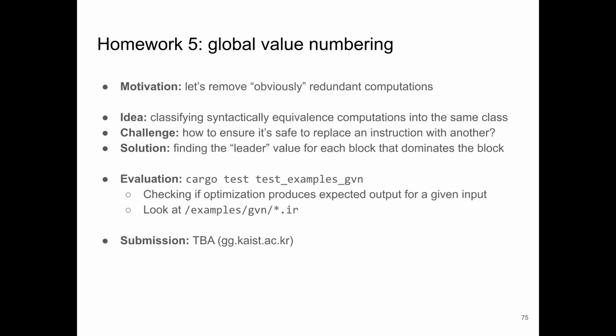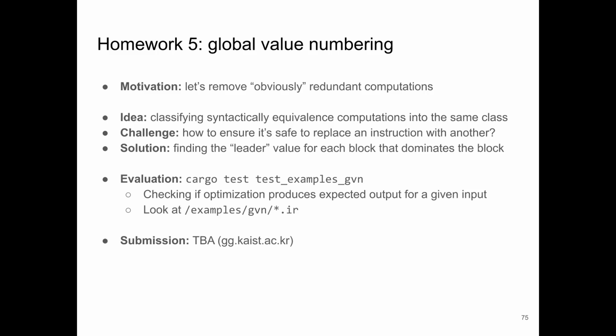GVN's motivation is removing obviously redundant computations. For example, you have two instructions that are computing 1 plus 2. You compute 1 plus 2 once, and then later you compute 1 plus 2 again. Then they are obviously redundant because they have the same structure in the computation. So we are going to replace the later one with the earlier one. That's the motivation of global value numbering.